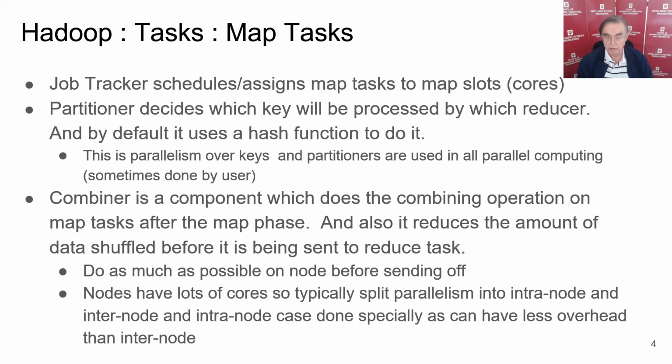Then we need to decide which key gets processed by which reducer. That is done by a hash function typically. And this illustrates we're using parallelism over keys to implement our horizontal scaling over lots of nodes to do the whole problem. And such partitioners are used in all aspects of parallel computing, not just in MapReduce. We did this 100 years ago when we first started this.